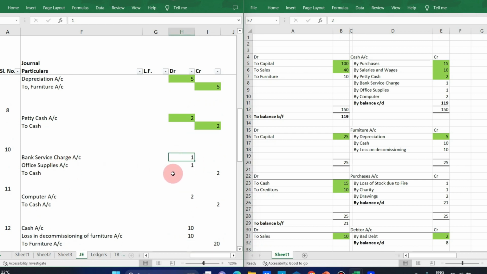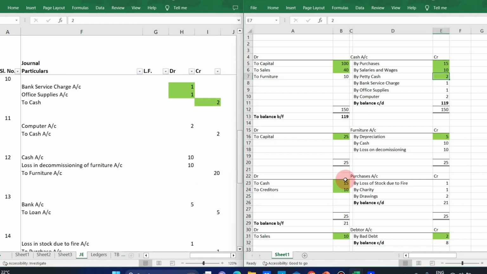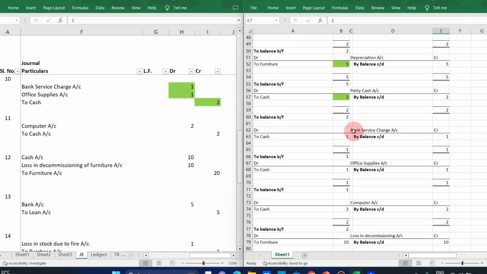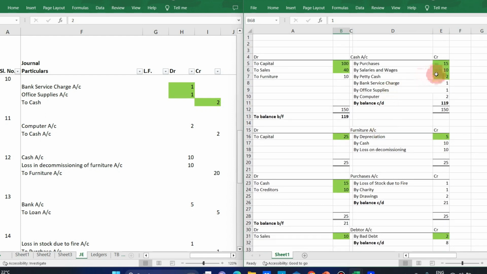Bank service charge account getting debited. So one got debited here. Office supplies again got debited. Cash got credited. So we will have two new ledger accounts for both these expense accounts. So bank service charge, one as debit, office supplies one debit, and cash will be credited for both.